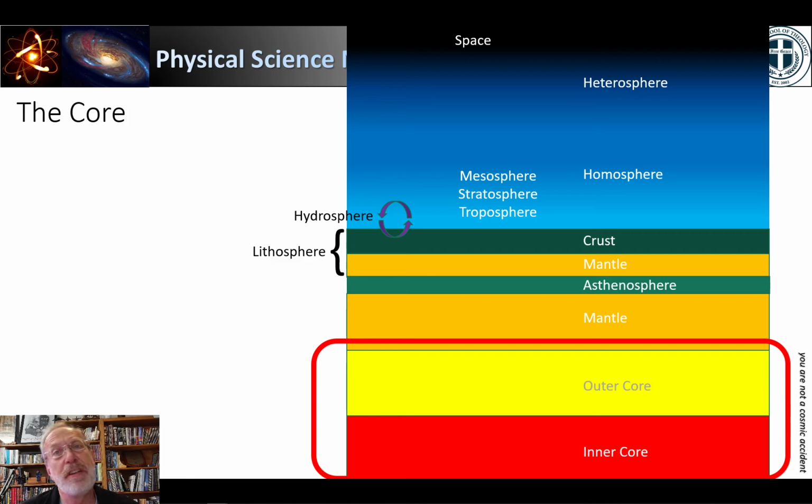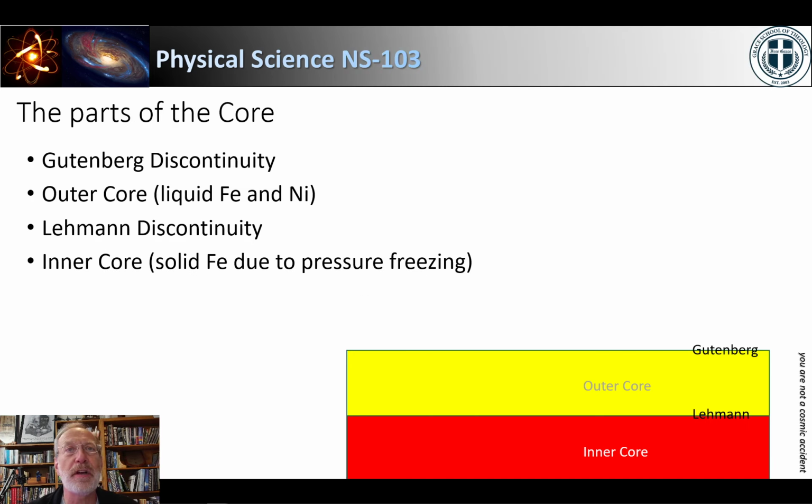And now let's continue our journey to the center of the earth. We're going to go into the core. You'll notice in the picture that there's actually two parts to the core, the outer core and the inner core. And just like we talked about the Moho as a boundary between the crust and the mantle, within the core there are a couple other boundaries called discontinuities that have been given names. One's the Gutenberg discontinuity, and then you have the Lehmann discontinuity.